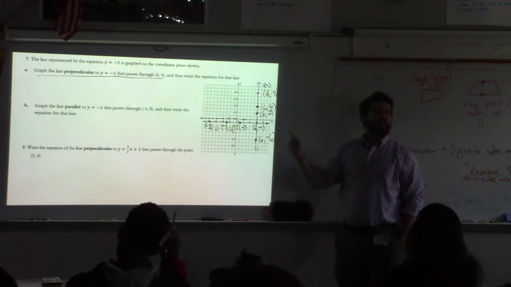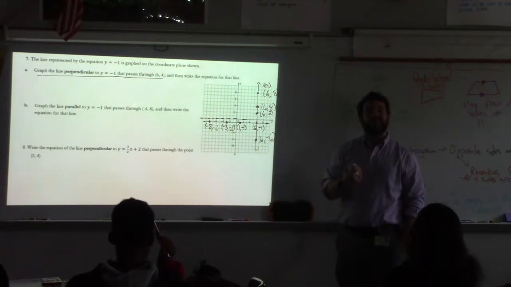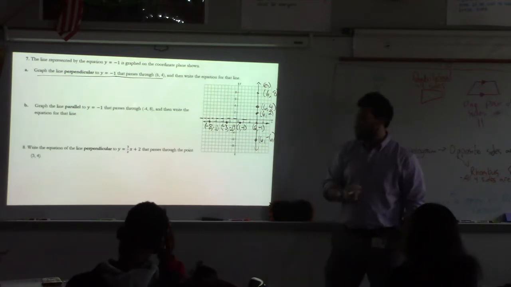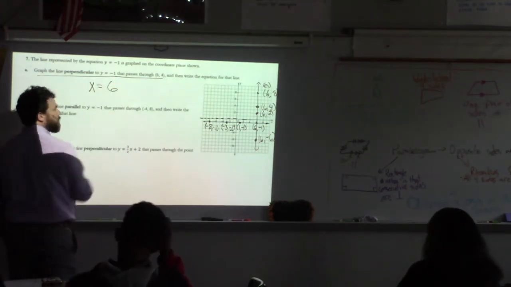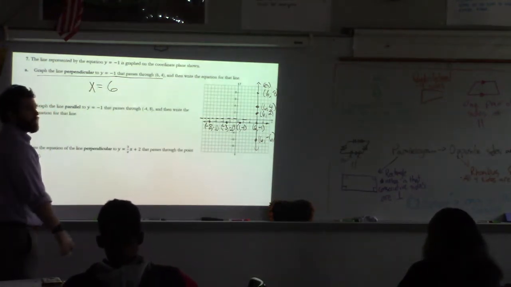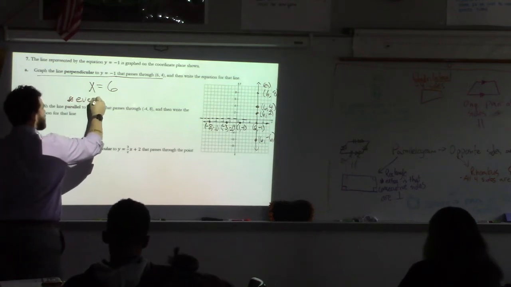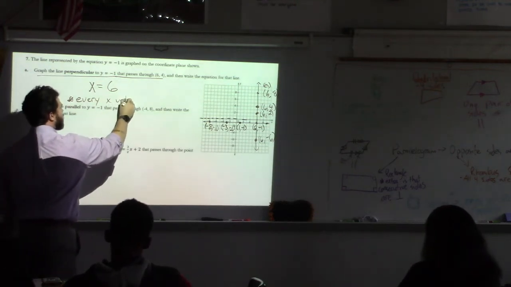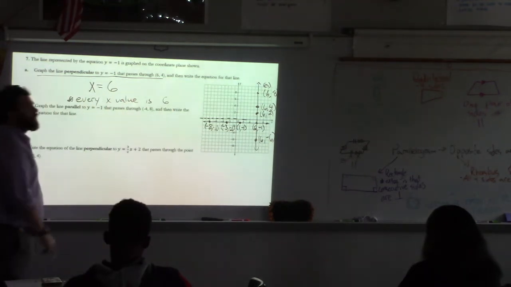Hey guys, what does every point on that line have in common? The x is 6. So what is an equation I could write to say x is 6? X equals 6. Wow, that's a lot easier than I thought it would be. Yep. Then again, that's almost every question in the class. Every x value is 6.